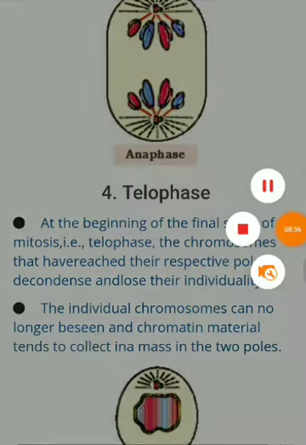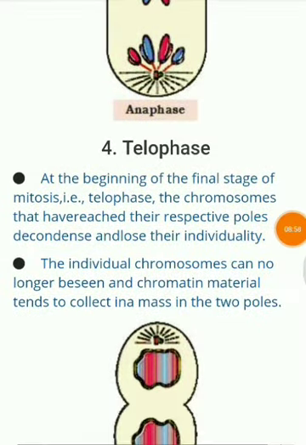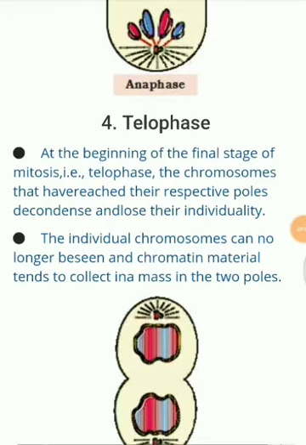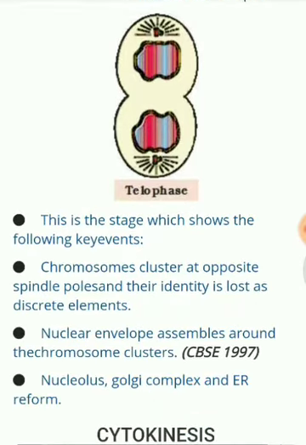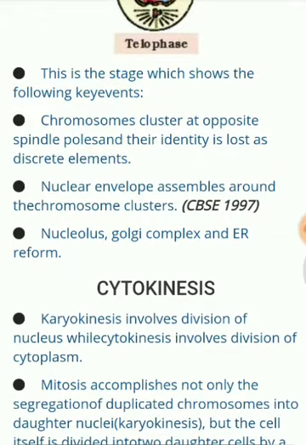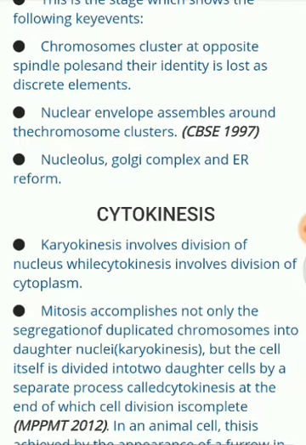Telophase. At the beginning of the final stage of mitosis, that is telophase, the chromosomes have reached their respective poles, decondense, and lose their individuality. The individual chromosomes can no longer be seen, and chromatin material tends to collect in a mass at the two poles. This stage shows the following key events: chromosomes cluster at opposite spindle poles, and their identity is lost as discrete elements. Nuclear envelope assembles around the chromosome clusters. Nucleolus, Golgi complex, and ER reform.